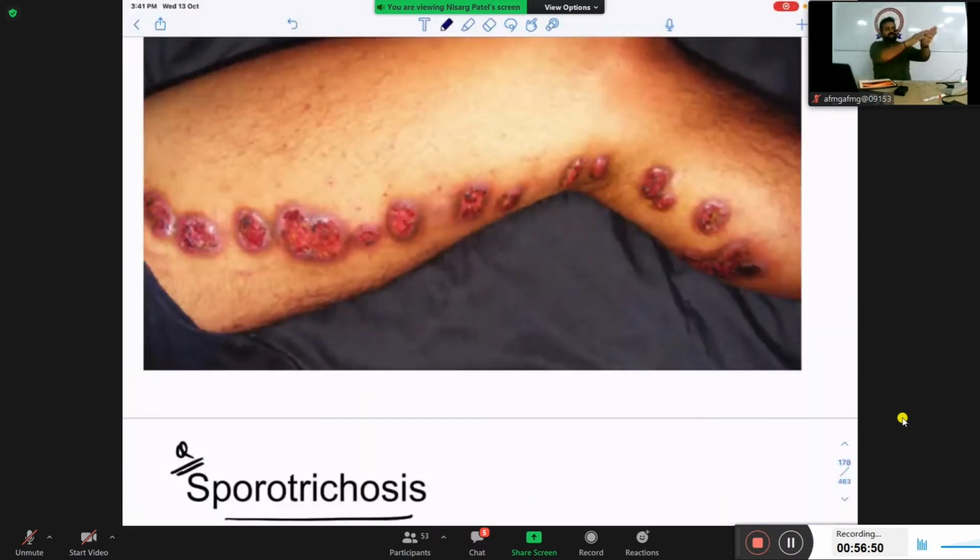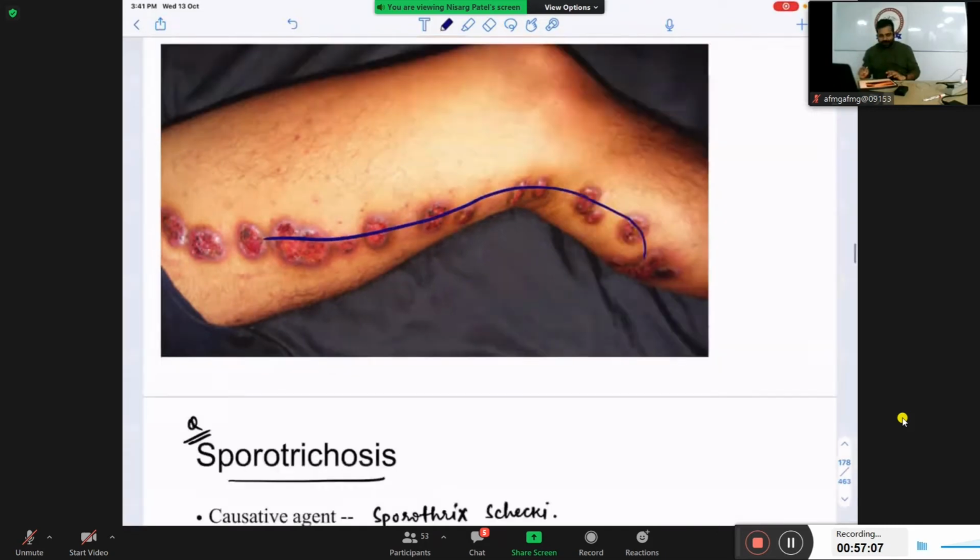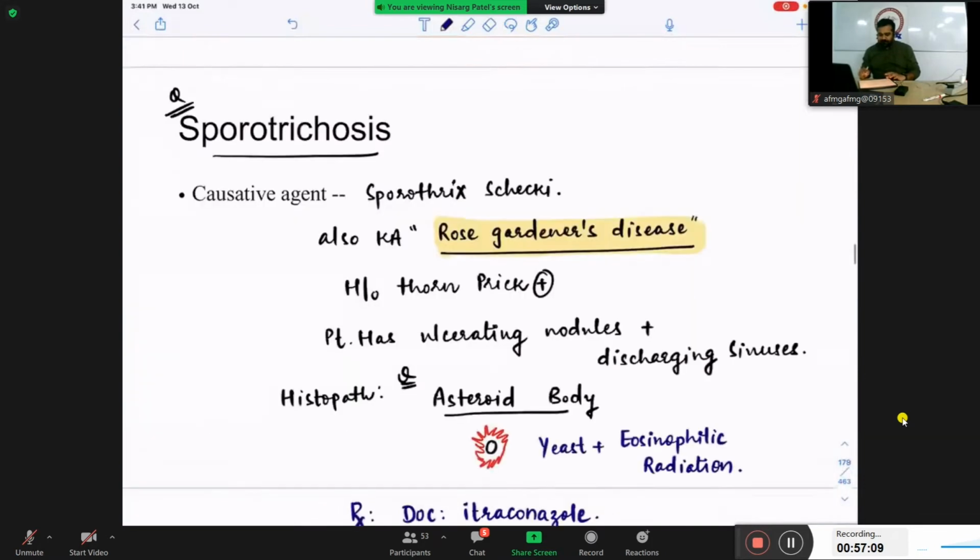Because this disease is spread by the lymph node, wherever the lymph node is present, it is spreading along the line of the lymph node. So you will see the linear chain. Okay, this is the sign of sporotrichosis. If the lesion is in a linear fashion, you will think of sporotrichosis.